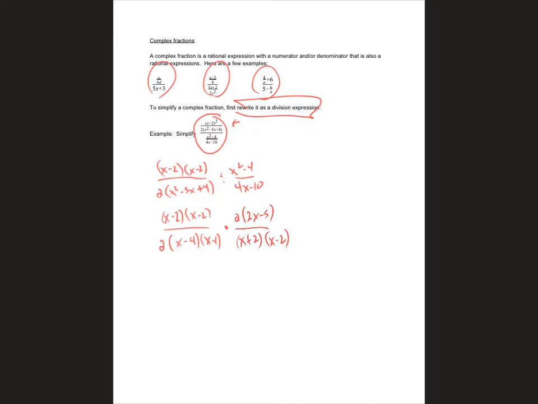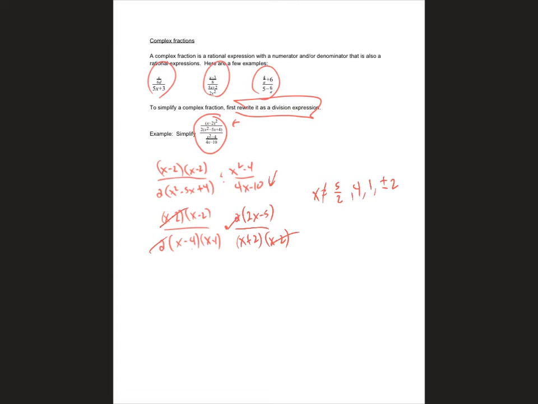So, by the way, x could not be 5 halves. Also could not be 4, or 1, or 2, or negative 2. And now I'm free to go ahead and simplify. So we have x minus 2's going away, we have 2's going away. And I believe that's it.